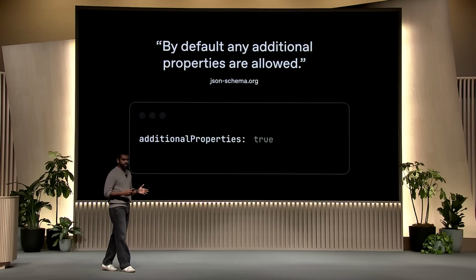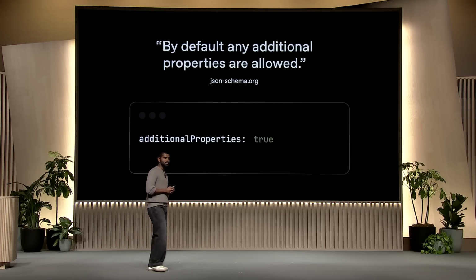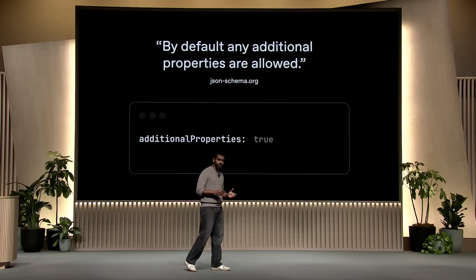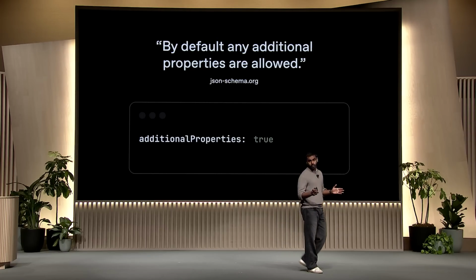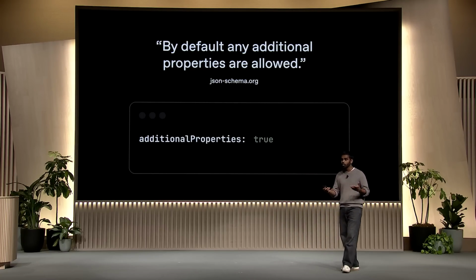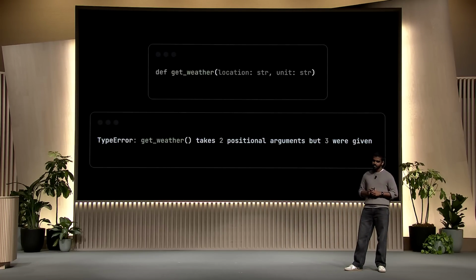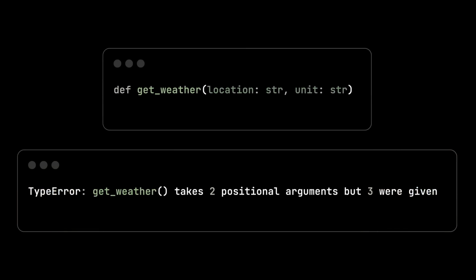So one of the controversial API design decisions we had to make was deciding what to do with properties that were not defined in the schema. By default, JSON schema allows extra properties, so all additional properties are always allowed. Now, this is generally not the behavior we as developers expect. You can imagine errors like this, where we have a function, getWeather, that accepts 2 arguments. If the LLM produces an extra argument, we get a runtime error.